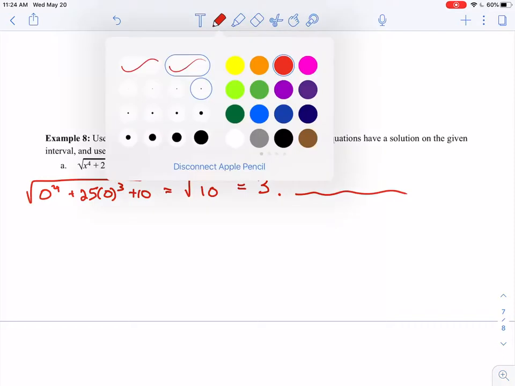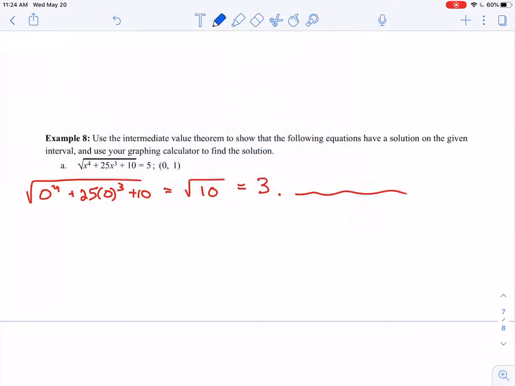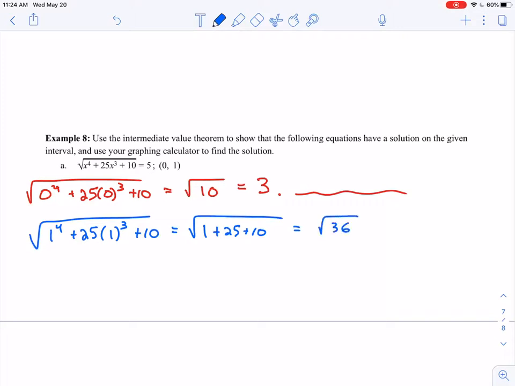And I'm going to do the same thing for 1. I'm going to plug 1 into my function here. So I have 1 to the 4th plus 25 times 1 cubed plus 10. So this is the square root of 1 plus 25 plus 10. Let's see, 26 plus 10 would be 36. This one works out pretty nicely: it's 6.